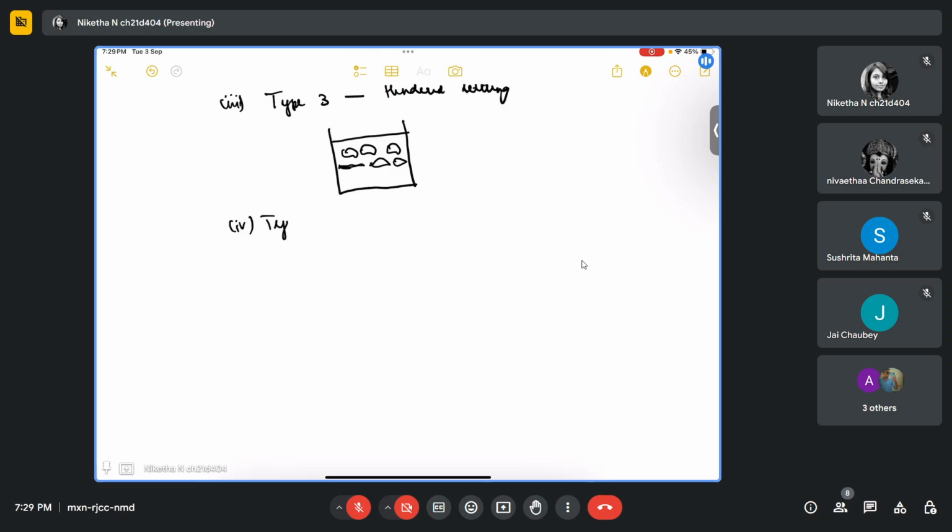And then we have the type 4 settling. So can you tell me the name of type 4 settling? It is compressed settling. Yeah, compressed settling. So another name for this is zone settling.